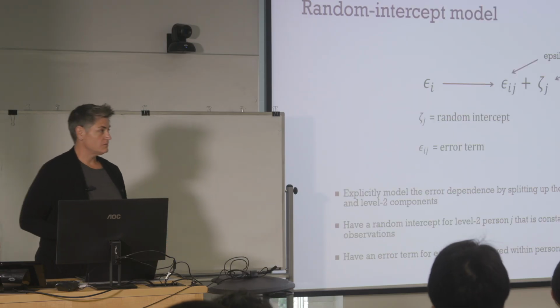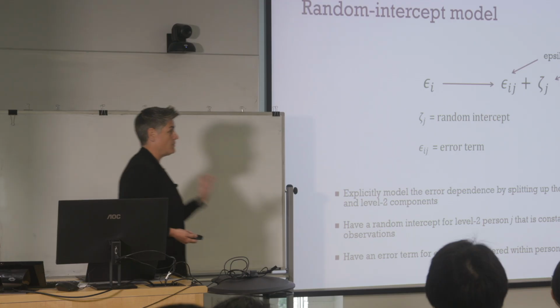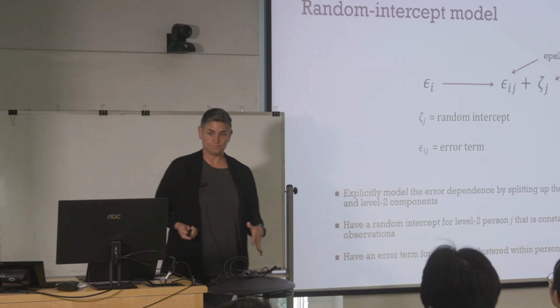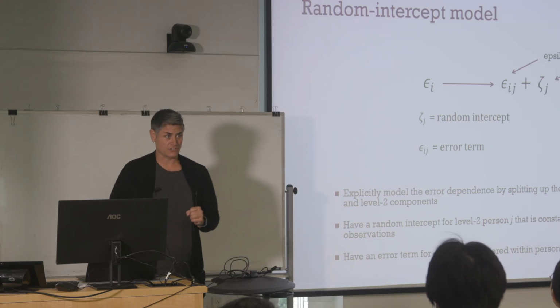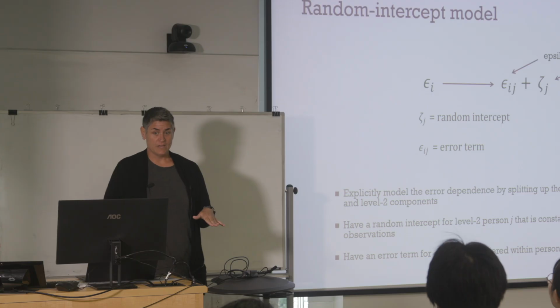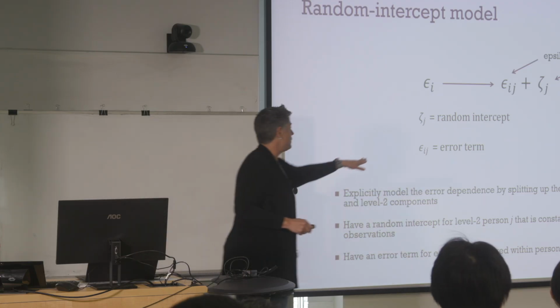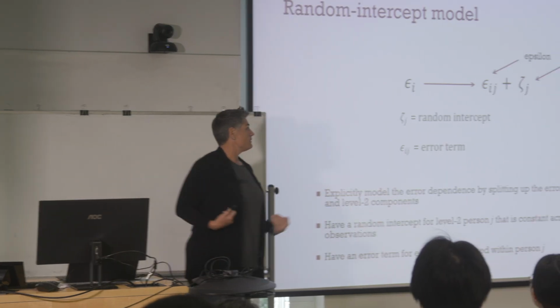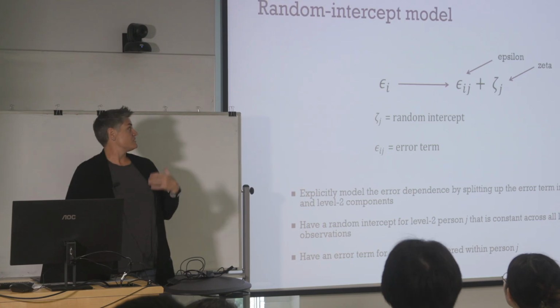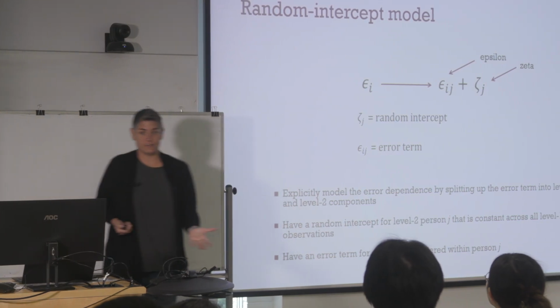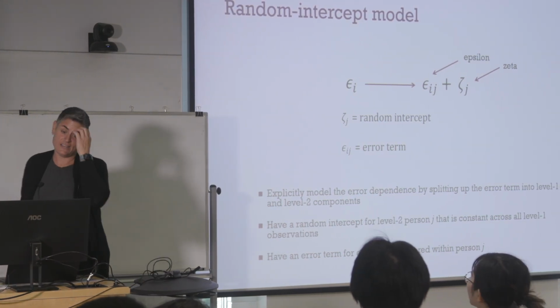So what we're going to do for the random intercept model, which is the most basic form of a multi-level model, is we're just going to split that error term up. That's all we're going to do. We're going to split the error term, that red arrow that we had before, into two different parameters. One is called zeta. That becomes our random intercept. And then we have an error term.